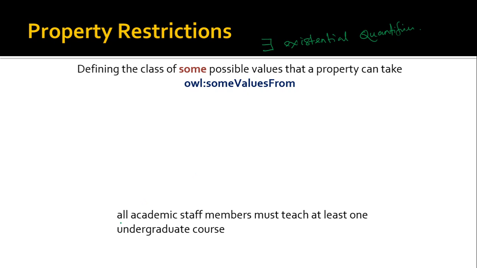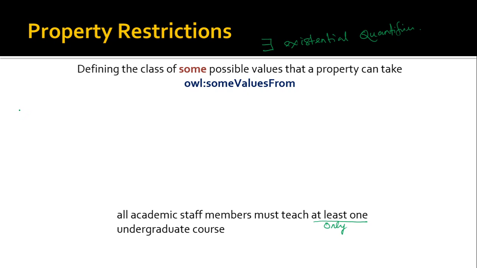So we're trying to define a concept like: all academic staff members must teach at least one undergraduate course, right? Here you can see that we have just said at least one. So it is not required that the academic staff members teach only undergraduate courses. Earlier we had used the keyword only, but here we are using at least. So that is the difference. Let us try the graphical form.